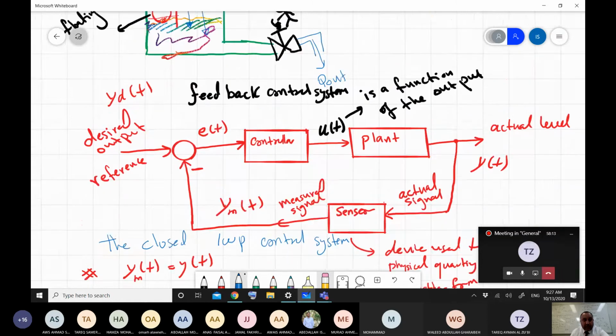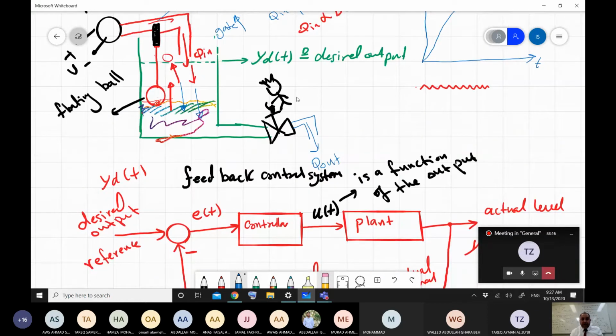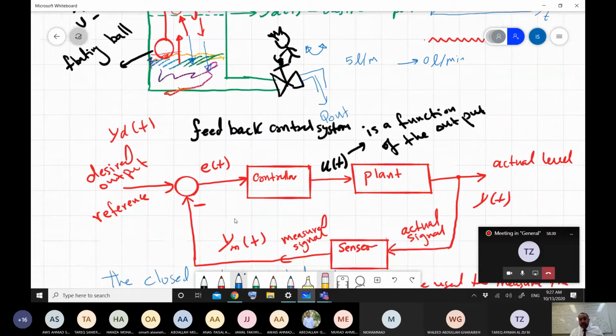Now, let's see. What if your brother here changed the outlet valve from, let's say, 5 liters per minute to 0 liters per minute? Still, can the control react? Yes, it can react in one condition, that I don't have flow over the desired level. Otherwise, I cannot drain. What if we change the 5 liters per minute to 10 liters per minute? Your controller can react and adjust the level in order to achieve the desired level, yes or no?